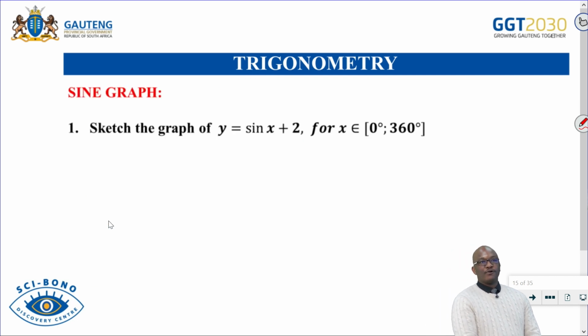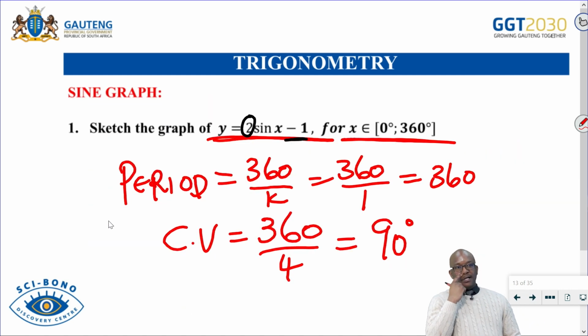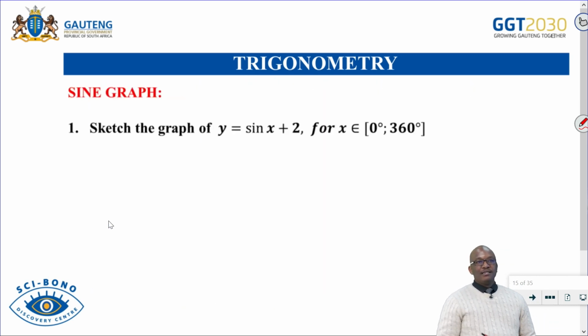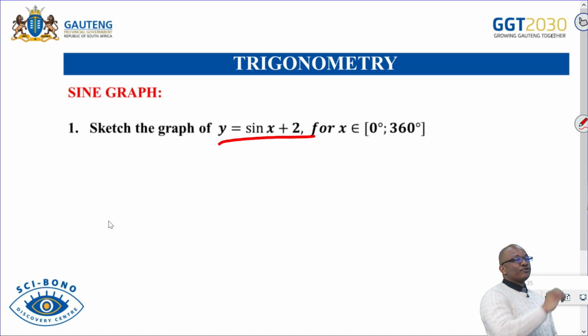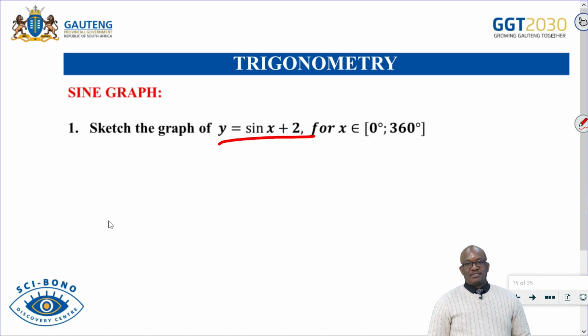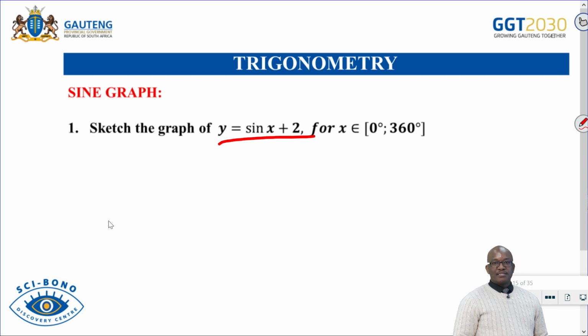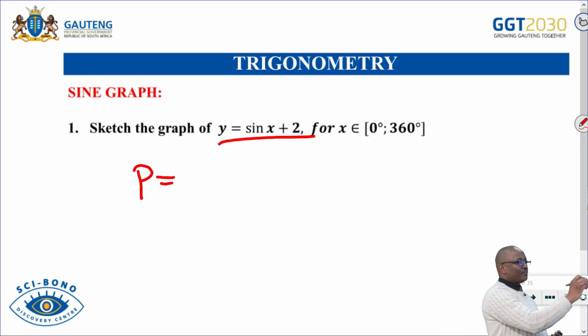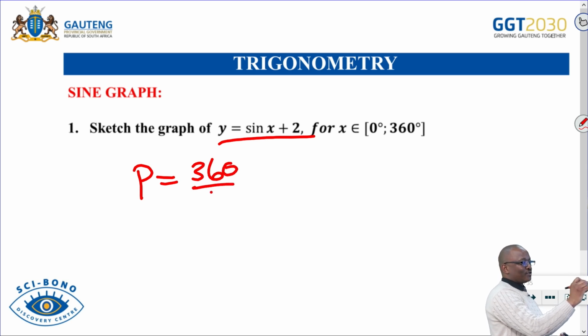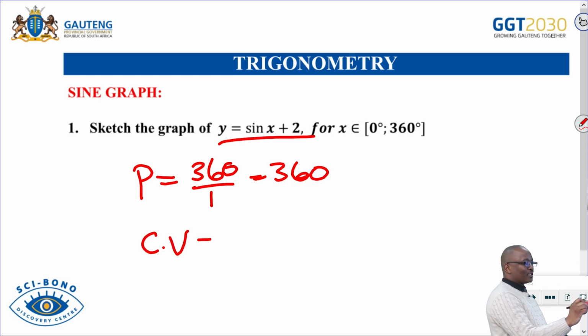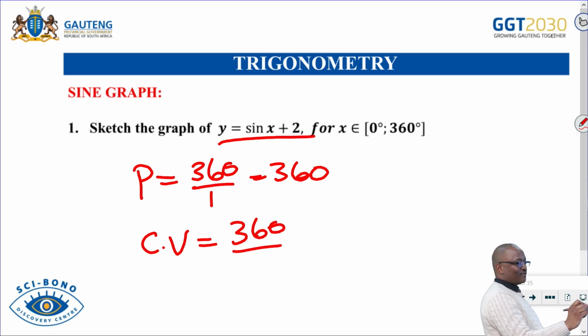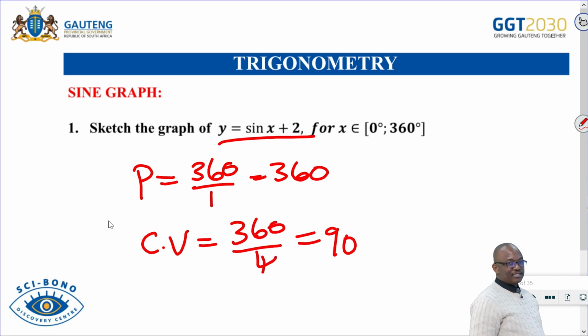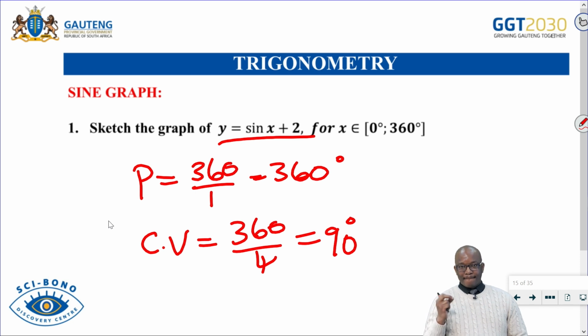Looking at the one now for sine x plus 2, it is the same as this one. In this case now, the sine graph is going to move 2 units upward. And always remember, you will get your period, which is 360 divided by 1, which is going to be 360. Then for you to get your critical values, you're going to say 360 divided by 4, which is going to be 90. I'm doing this so that you know how we get our critical values.